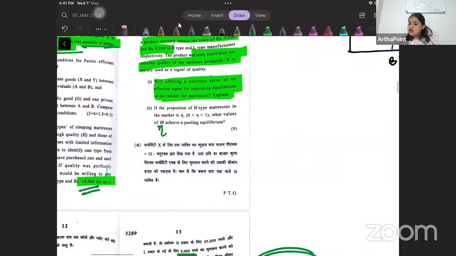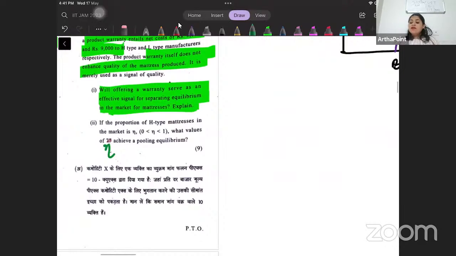And that's your first question. That is what it is asking you. It is saying, will offering a warranty serve as an effective signal? The answer to this question is yes, it will. And we just wrote down the conditions for it. When will it be an effective signal? Is this clear? Okay, beta, go to the next part.